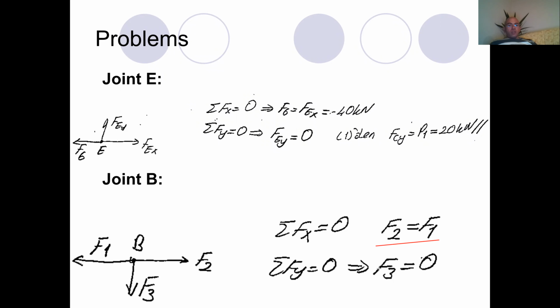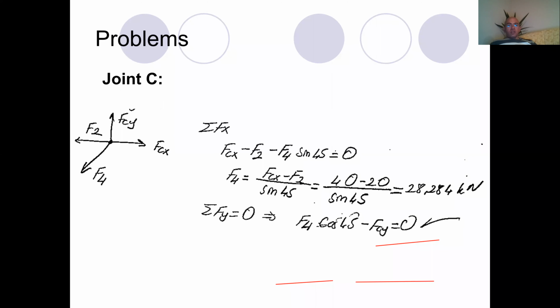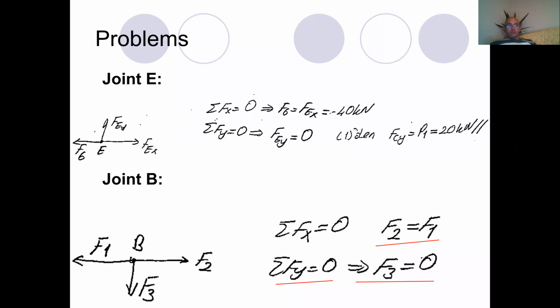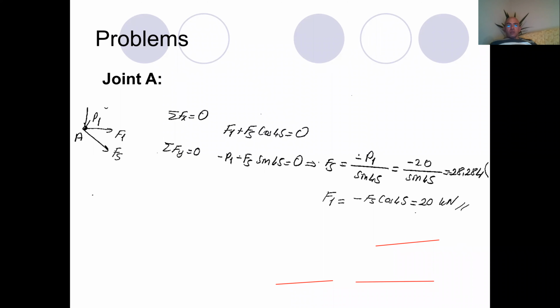If I write the sum of the forces in x direction, I can easily see that F2 is equal to F1. That's okay. If I write the sum of the forces in y direction, it tells me that F3 is equal to 0. So F3 or member 3 does not carry any load. As a result, it's a zero force carrying member. There is no force acting on it. It basically means that even if we remove it, the structure will continue to do its job. Okay. Now we don't know the values of F1 and F2. So next step is to analyze the joint A.